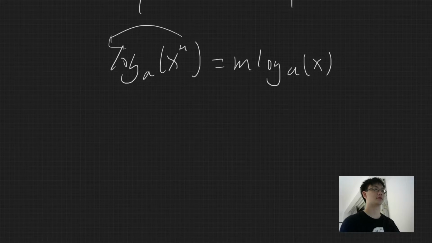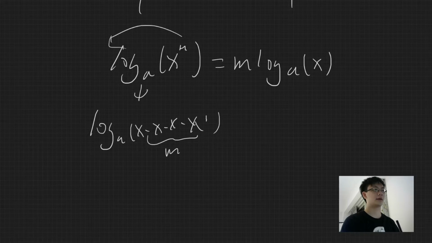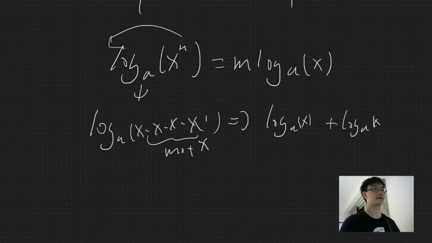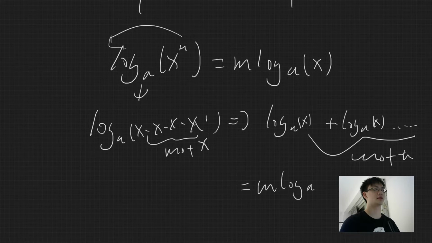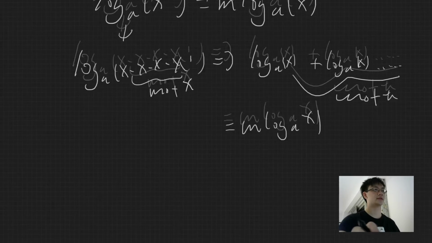So why does this work? Essentially, this equals log a of x times x times x times x, and I have m of x. So that means using the first rule, I will have log ax plus log ax, and I'll have m of them. So m of these added together will equal m log ax. This is fairly straightforward.